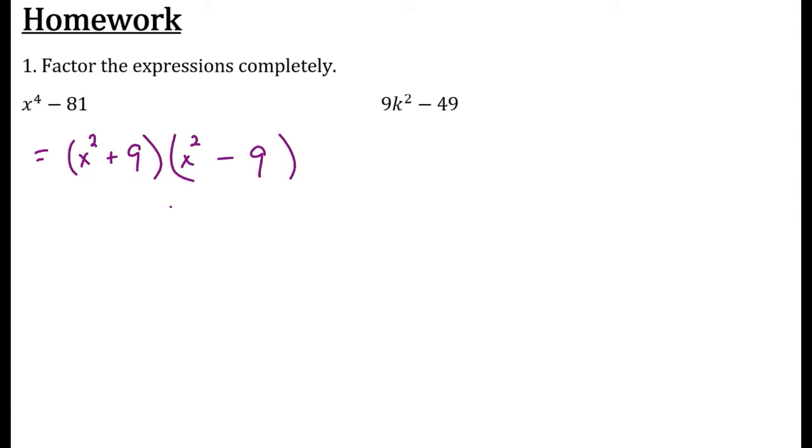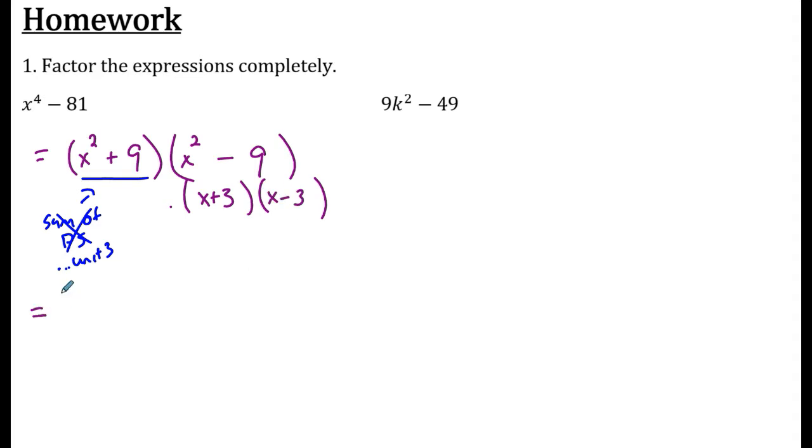But is this factored completely? Well, we cannot currently factor the sum of perfect squares. The sum of perfect squares, wait till Unit 3. Yes, Unit 3. So we're going to leave that alone for right now. But x squared minus 9, we can factor that again because it's the difference of perfect squares again. It's x plus 3, x minus 3. So this expression, x to the fourth minus 81, is the same as x squared plus 9 times x plus 3 times x minus 3. That's factored completely over the integers.